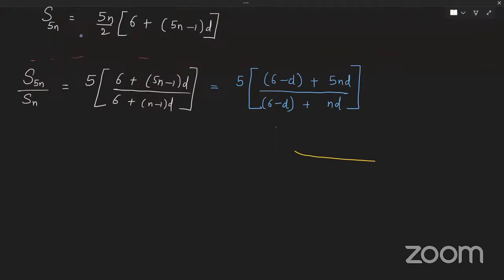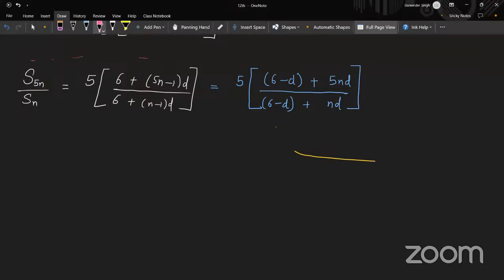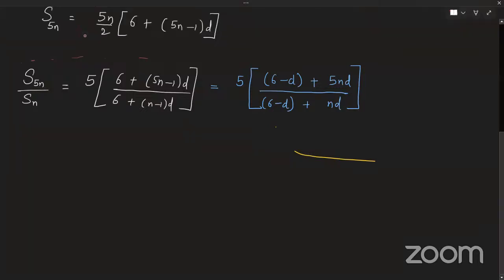You didn't get it? We got it, sir. See, I just opened the brackets. I have this bracket with d. Just open this bracket and multiply it. So it is 5nd minus d, and just take d with 1, d with 6. So it is 6 minus d plus 5nd, right? Same with the denominator. So it is 6 minus d plus nd, right?